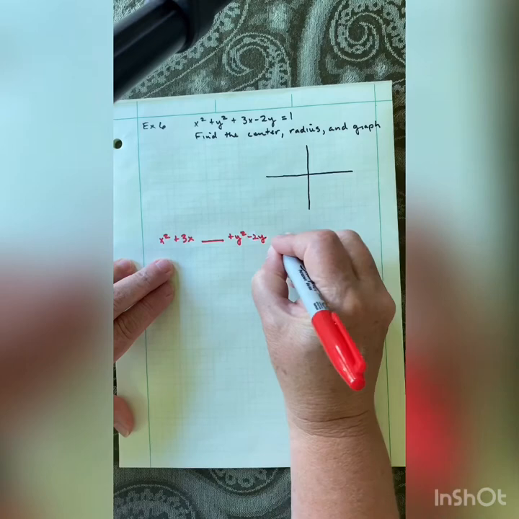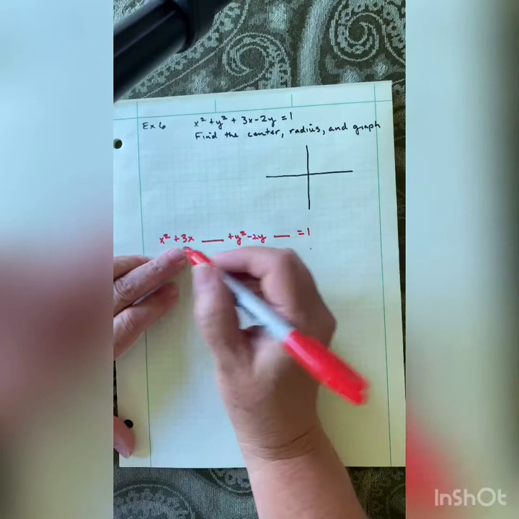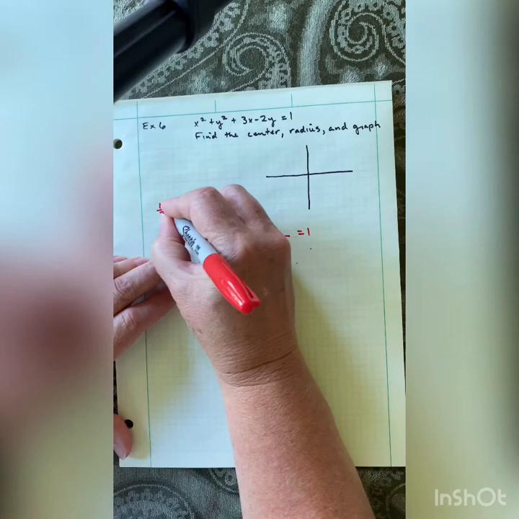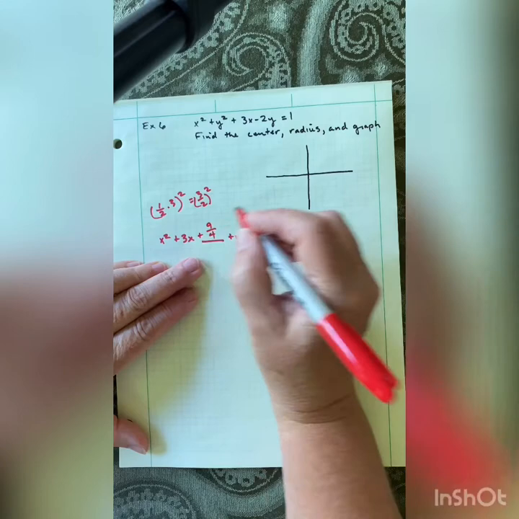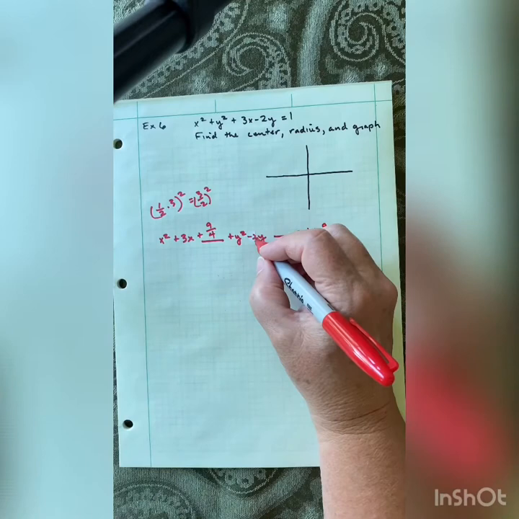Okay, uh-oh, got an odd number here. So one half the 3, and then we're going to square it. So that gives me 3 halves squared, so that is going to give me 9 fourths. Okay, if I do that there, I have to do it here. All right, half of this is going to be 1. Square that 1, it's going to give me a 1.